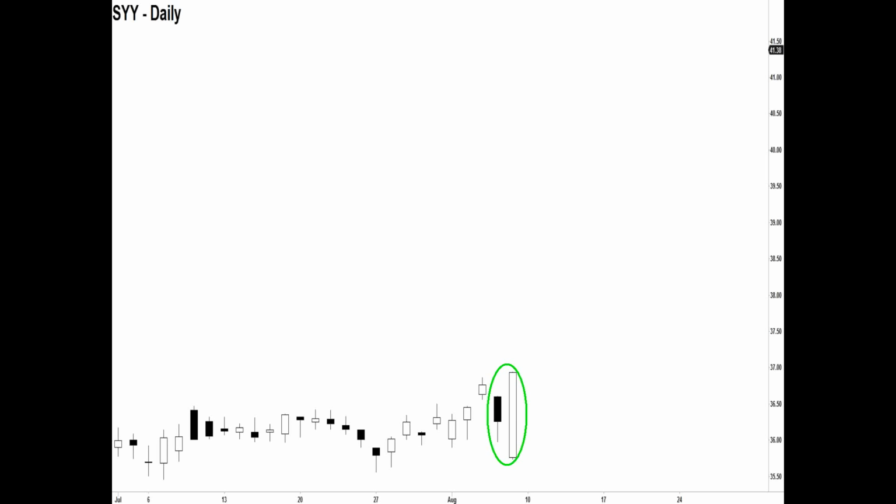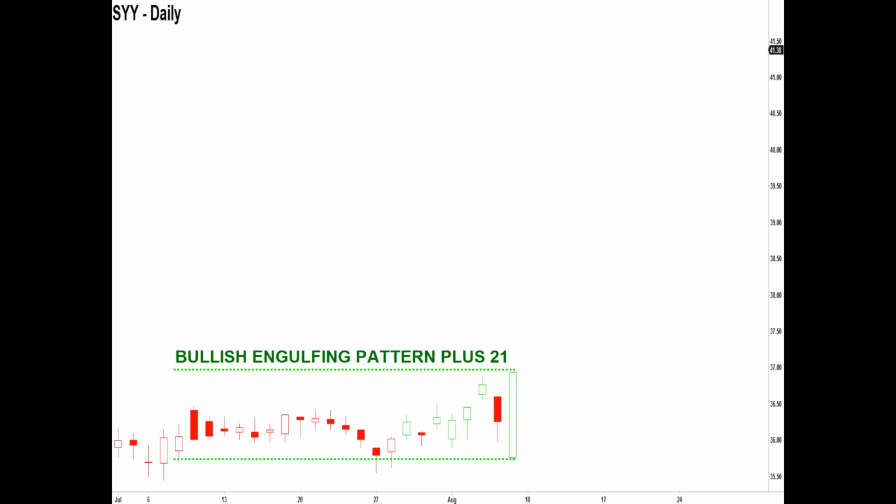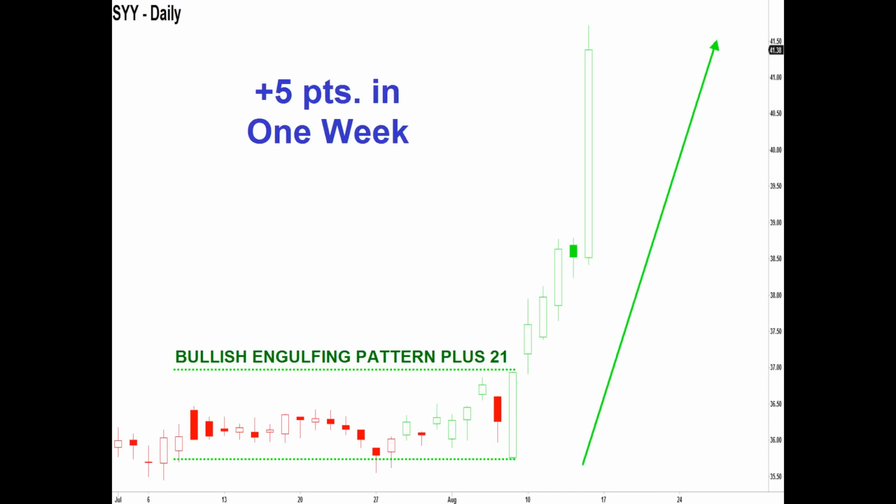And as we can see here, let's look at that older chart of SYY again. Here is our bullish engulfing pattern. Now we add the PET-D, and as we can see, what is the color of bar number 2? Bar number 2 is green. So this has given us the green light to take it. Now, added with the consistency of being a bullish engulfing pattern +21, we have an extremely high probability trade here. And that's why the stock shot up 5 points in 1 week.